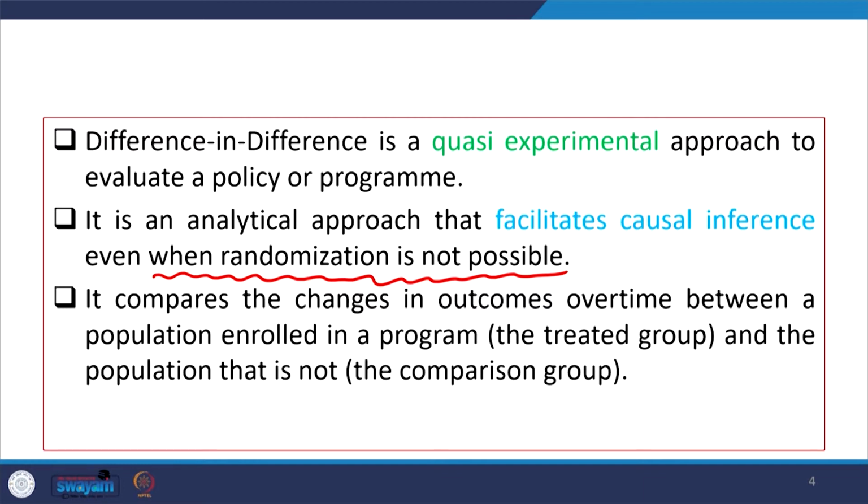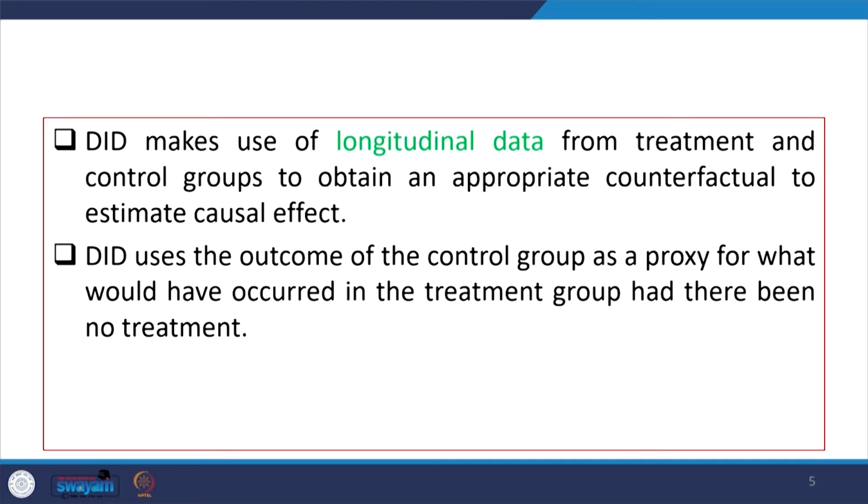This design compares the changes in outcomes over time between a population enrolled in a program, that is the treatment group, and a population that is not enrolled in the program, that is the comparison group, or the control group. DID makes use of longitudinal data from treatment and control groups to obtain an appropriate counterfactual to estimate the causal effect. As I already mentioned, this is useful with longitudinal data. Observable bias can also be dealt with correctly. DID uses the outcome of the control group as a proxy for what would have occurred in the treatment group had there been no treatment.